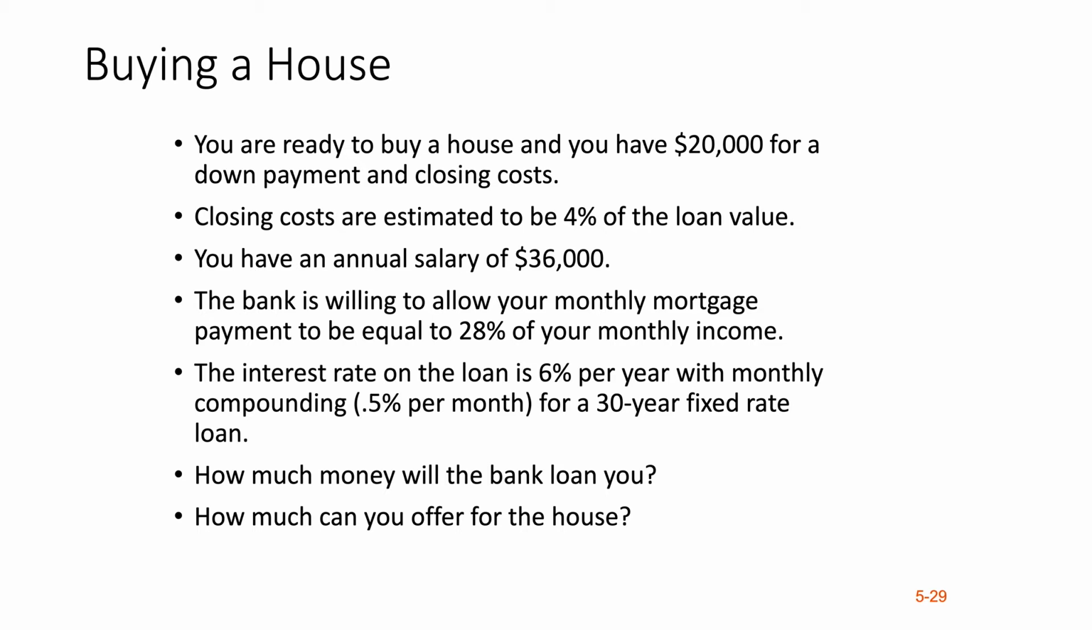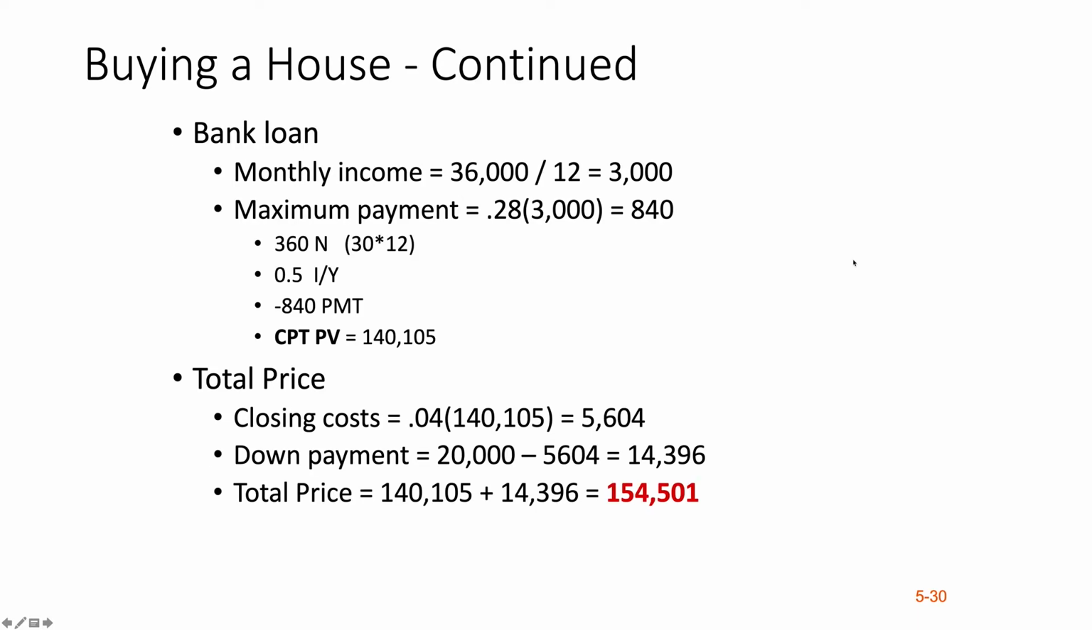Now, we solve this problem by doing the following calculation. Number one, you need to figure out the bank loan amount you can borrow. Your monthly income is the annual salary divided by 12, equal to $3,000. The bank allowed payment is up to 28% of your monthly paycheck. 28% times 3,000 is 840. 840 is your loan payment.